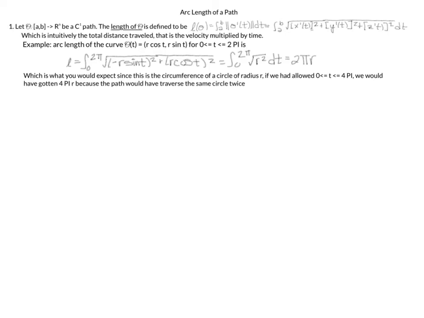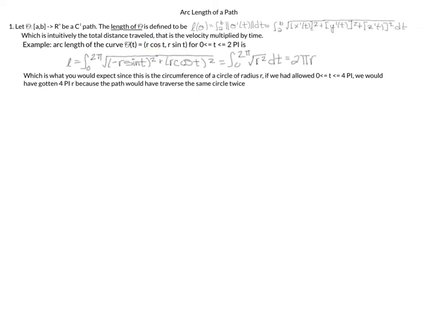So once we have a path, we can find its length by integrating the magnitude of its velocity. In other words, the magnitude of its first derivative, and integrating from a to b dt. And in 3 dimensions, this is the formula that we will have. And intuitively, this is the speed times the amount of time traveled from start time a to end time b.